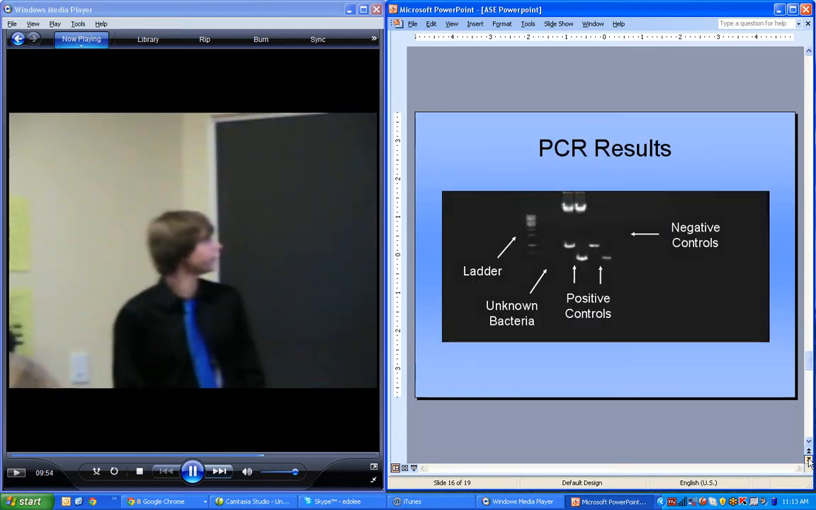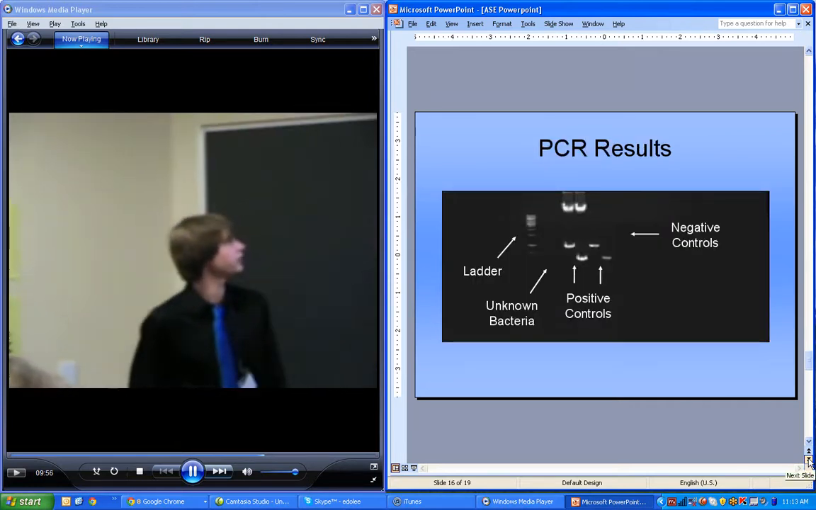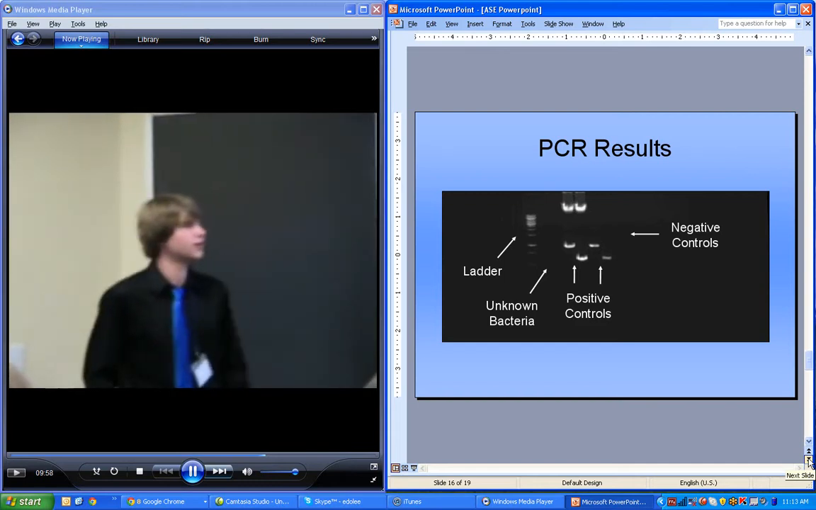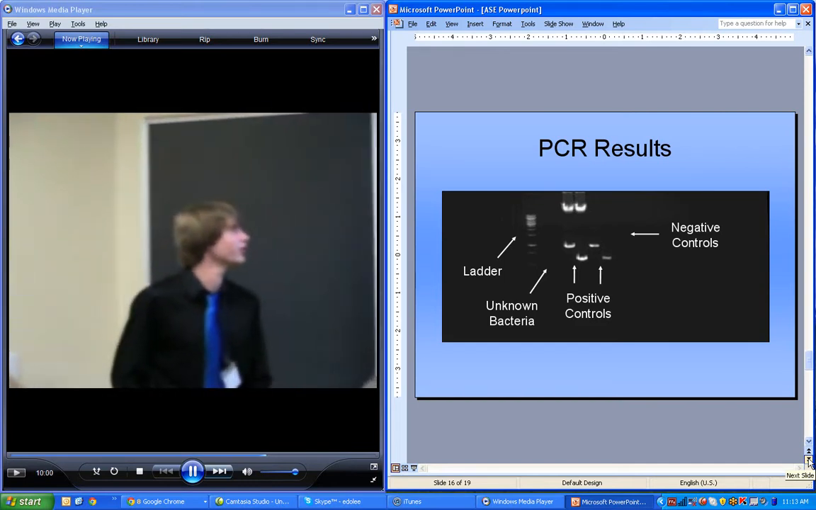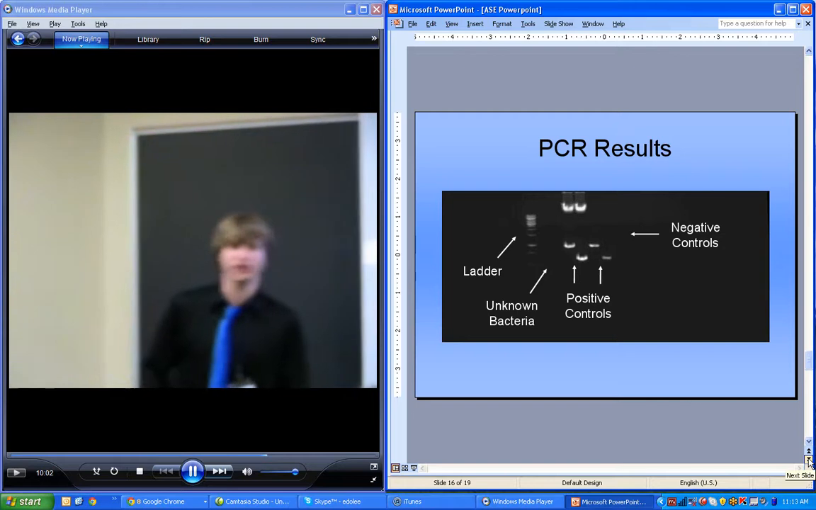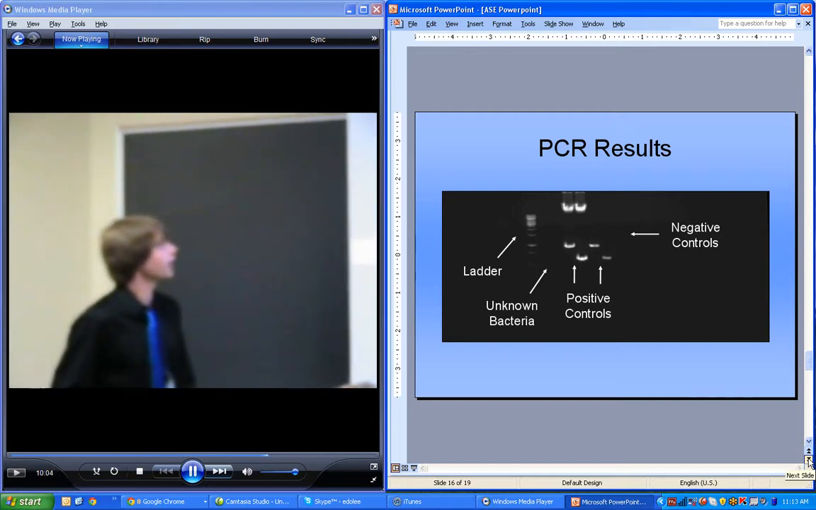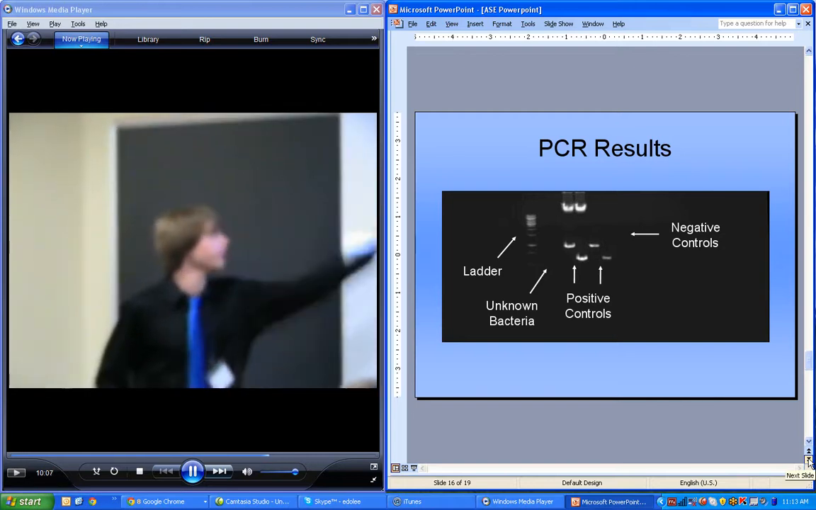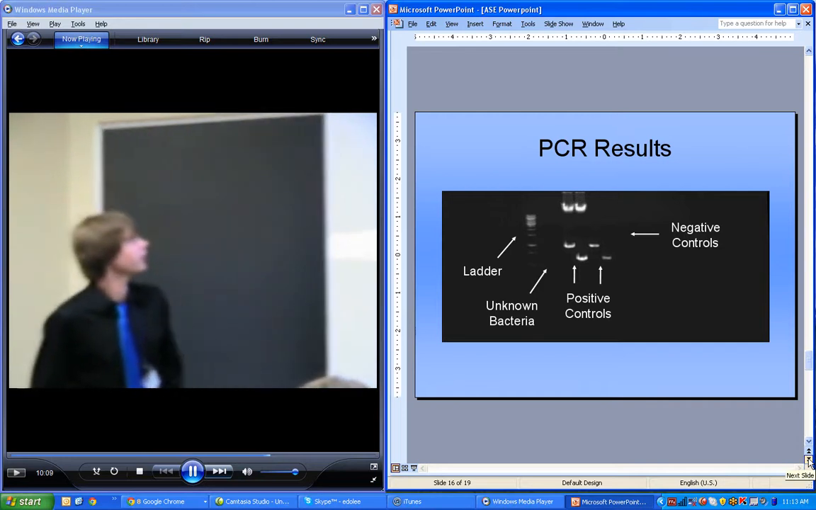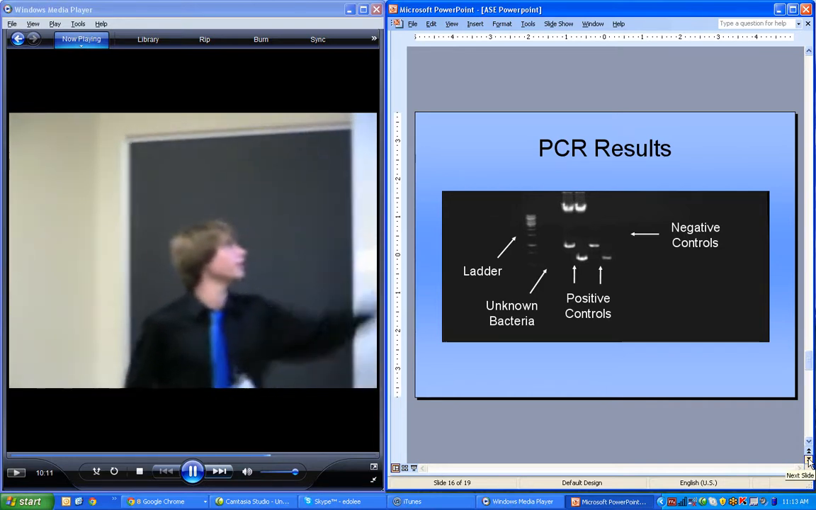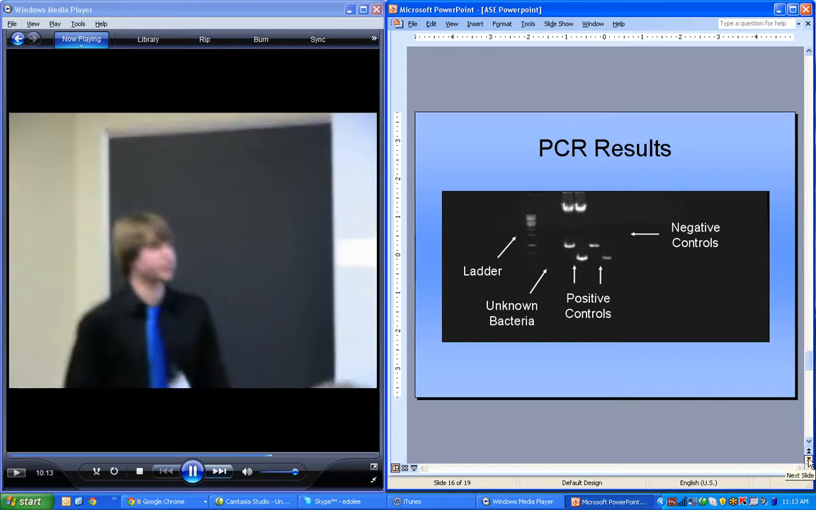And here are the results of my PCR gel. The negative controls came out negative, of course, so nothing happened there. Nothing was contaminated, which is good. And the positive controls are there. Pseudomonas aeruginosa, everything worked out fine. They're all at the number of base pairs they're supposed to be.